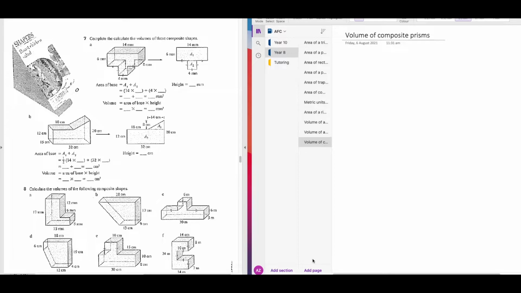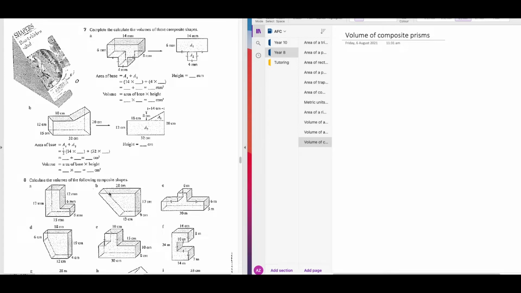Hello everyone, welcome back. In today's lesson, we're going to continue off the volume exercise, especially in section C. Section C continues with questions 7 and 8, which go through volume questions that are composite shapes. Remember, we have to work out the area of the composite shape first, and then multiply by the height to work out the volume of composite prisms.